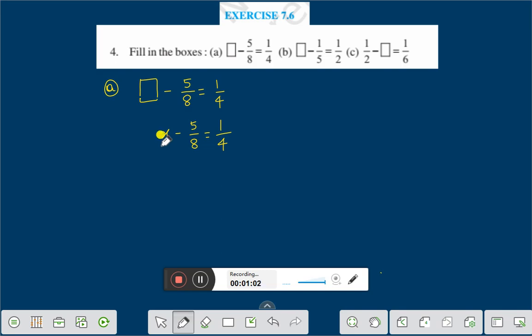Now, here you see, this is an equation. If you take 5 by 8 to the right side, minus sign will change into plus, right? Therefore, write x is equal to 1 by 4 plus 5 by 8.